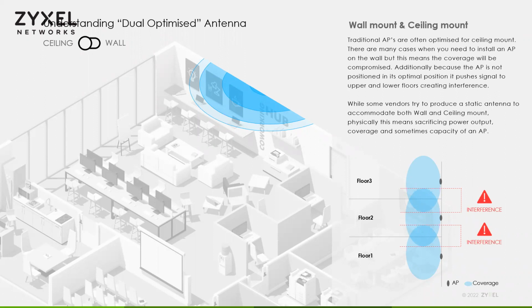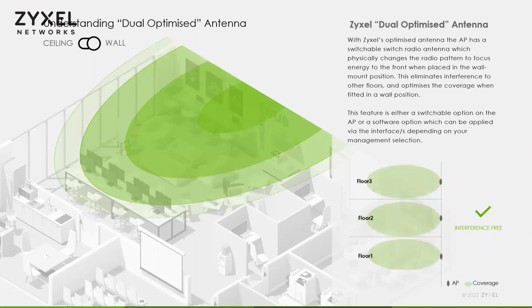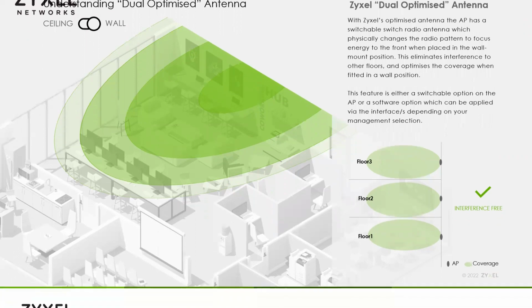So our solution to this is that dual optimized antenna, which was on the WAX620D. It gives you two sets of antennas. One is your traditional ceiling antenna. The other one is a second set of antennas that are optimized for wall placement. And then you can go in with the software and tell it, hey, I want this particular AP to be in ceiling mode. This AP is on the wall, so let's switch that over to wall mode. So you get a much more optimized antenna pattern to cover that area for those wall-mounted APs.